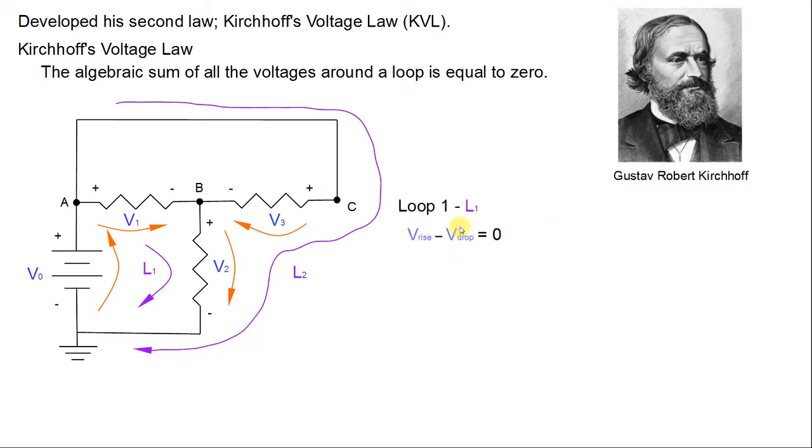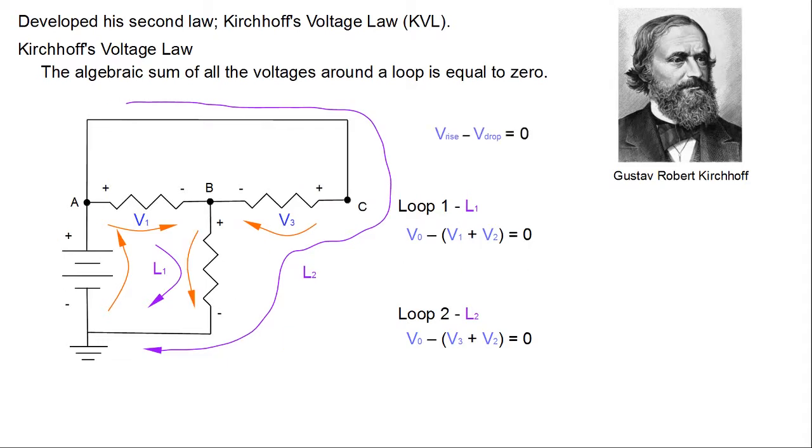Okay, so loop 1. Let's look at this. Rise minus drop equals 0. That's our Kirchhoff's voltage law. We should be getting used to that now. And if we take V0 minus the sum of my drops, which is going to be V1 and V2, it should equal 0. And loop 2 is in this direction. If I take V0 and I take V3, because that's the first actual drop that it hits, and add it to V2, because that's my only other drop in that loop.